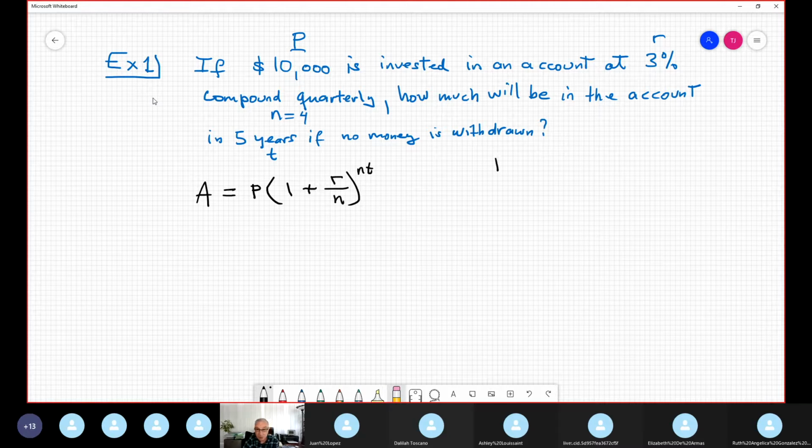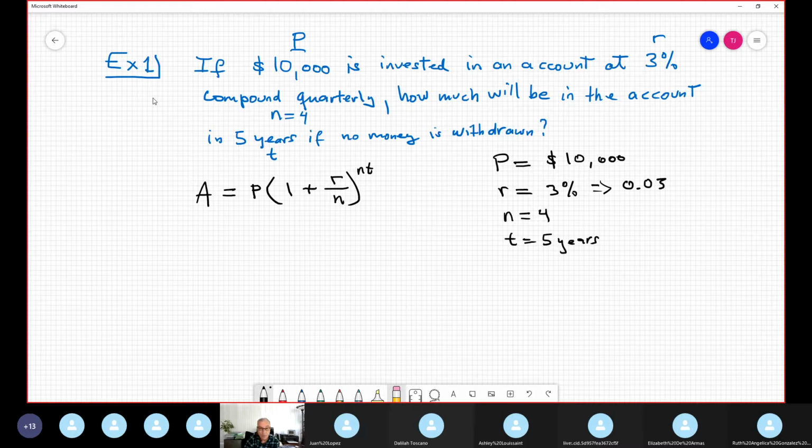Okay, so the information given is present value is 10,000. Interest rate is 3%. Very important, extremely important: you never plug in 3 in the formula, because the formula considers the rate in decimal. So immediately you convert to decimal. You divide by 100, which is exactly the same as moving the decimal point two places to the left. One more piece of information: compounding is 4, and we have T, which is 5 years.